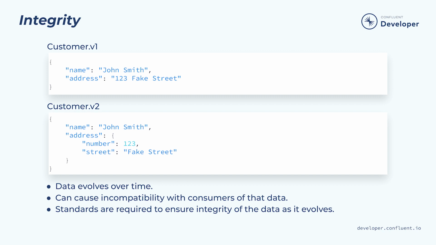Unfortunately, even if we could guarantee the availability and usability of our data, that wouldn't be enough. Data is rarely static, especially in a modern digital world. The data we collect and how we use it changes all the time. If we aren't careful, the data may evolve to the point where it's no longer compatible with the downstream consumers. It's therefore critical that we put standards in place to ensure the integrity of our data, even as it evolves.